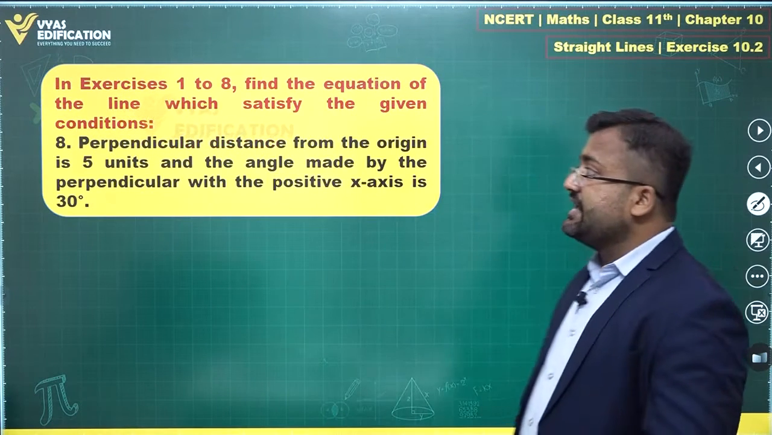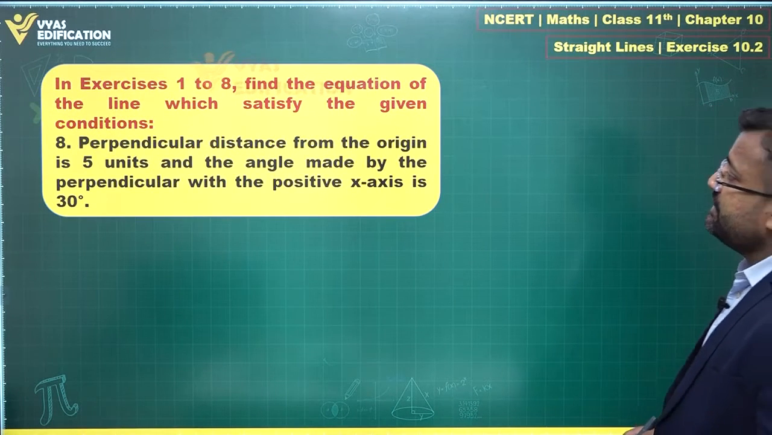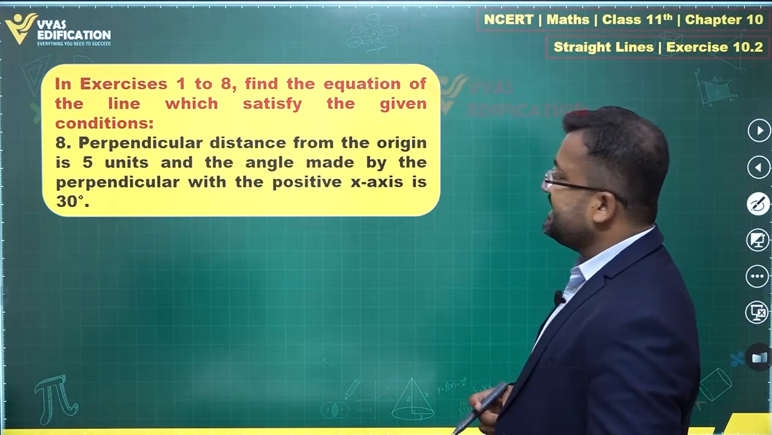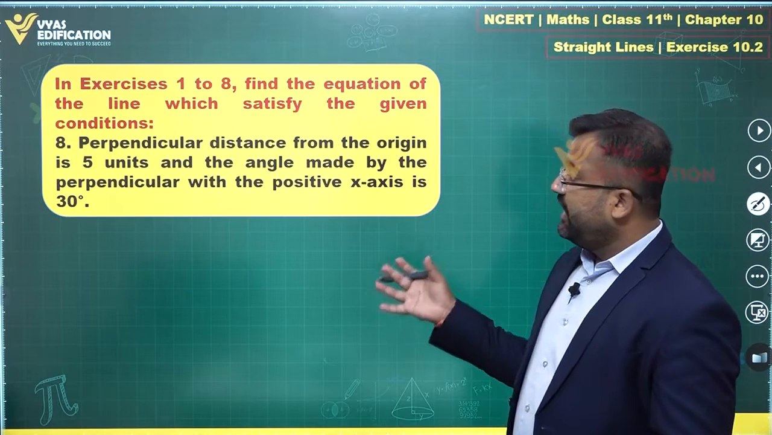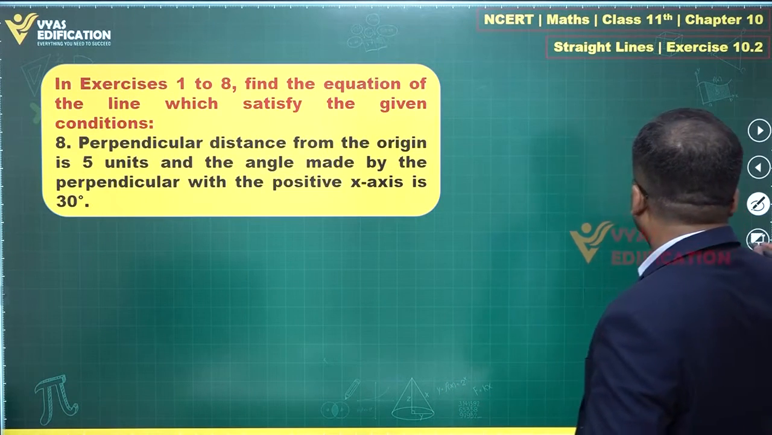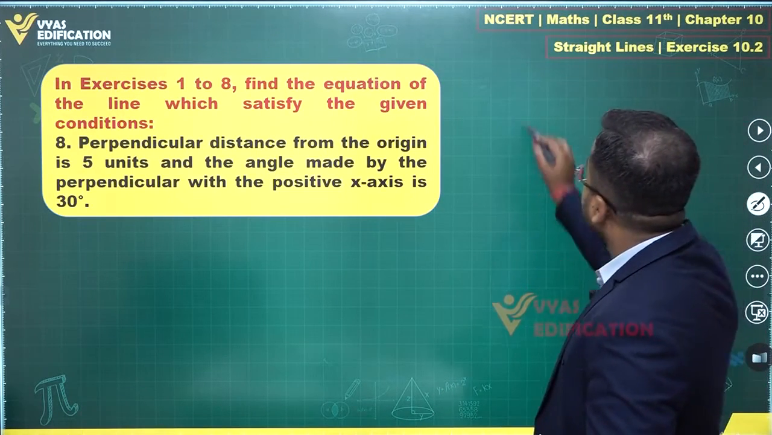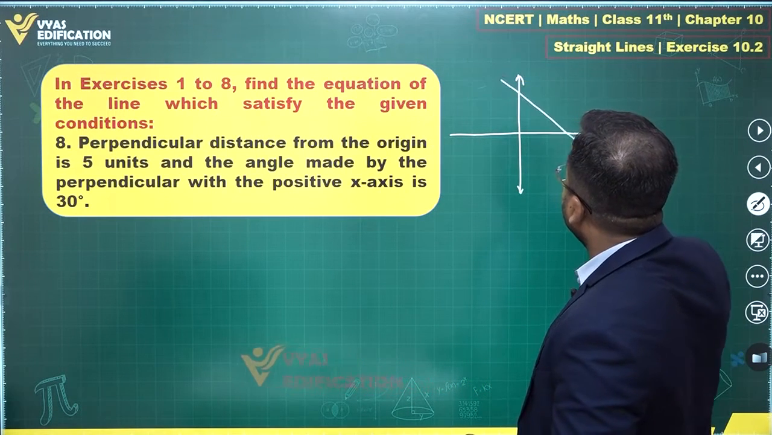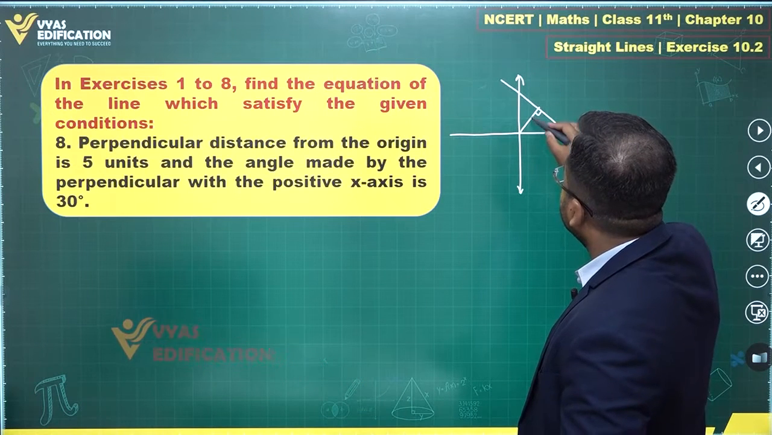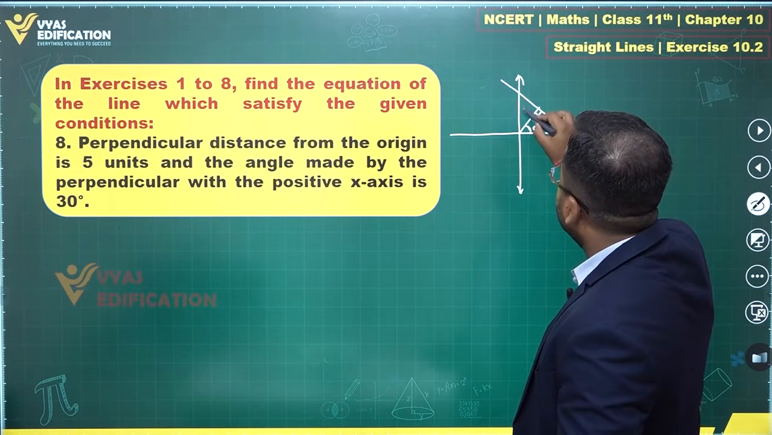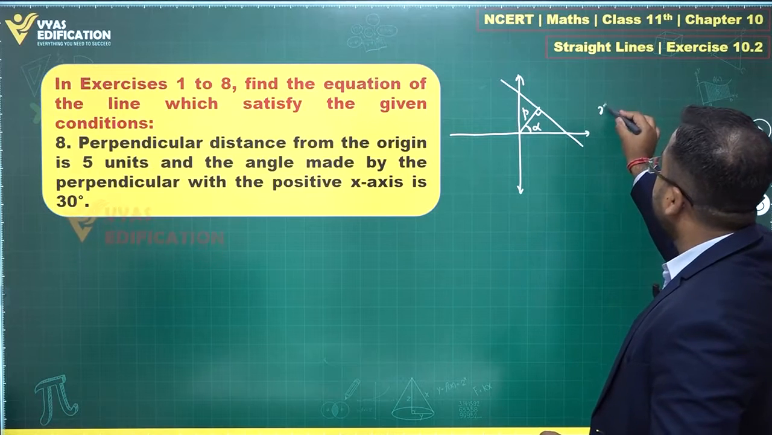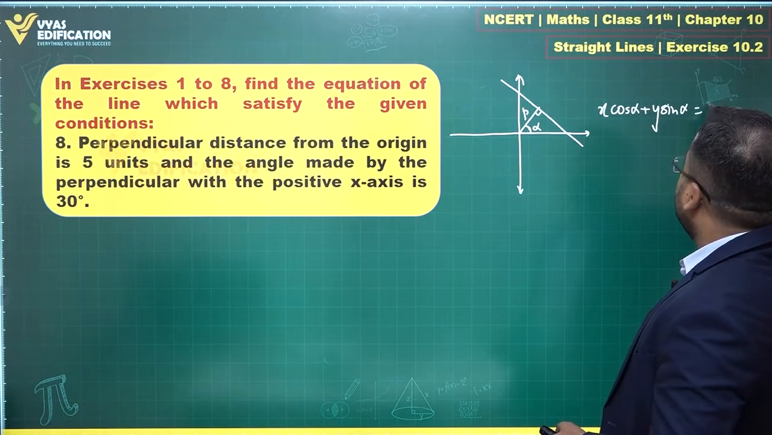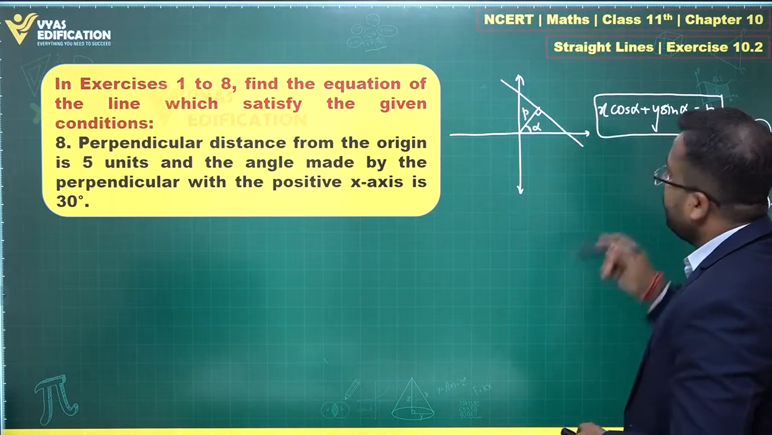The 8th question says: perpendicular distance from the origin is 5 units and the angle made by the perpendicular with the positive x-axis is 30 degrees. Now here we are talking about the normal form. The normal form is very important, very interesting and slightly tricky. The position of the line can be this, and if this angle is alpha, and this is the perpendicular distance p, the equation will be x cos alpha plus y sin alpha is equal to p. This is the form, right?